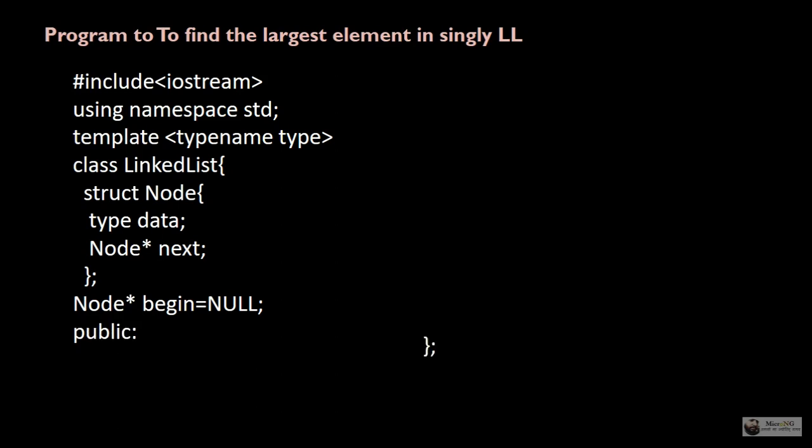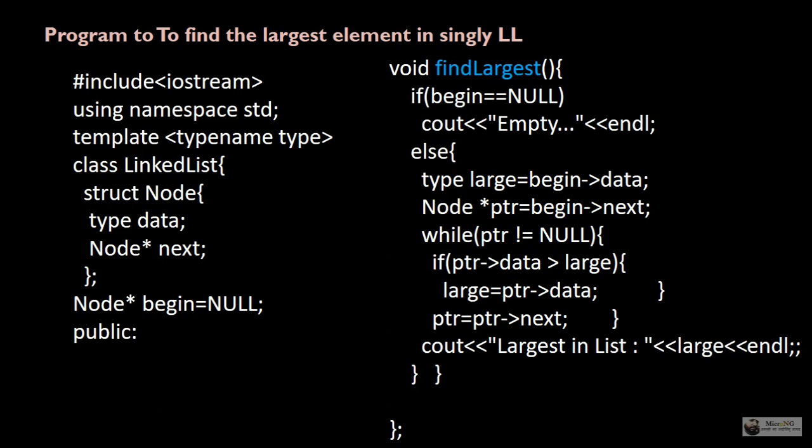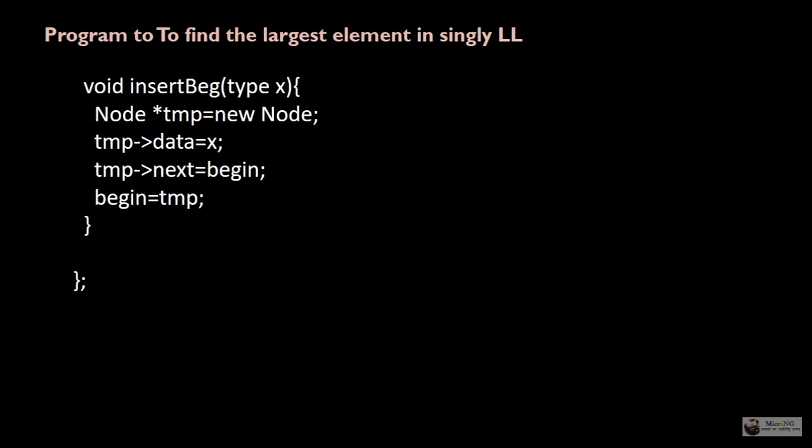In the public section, we have to include the logic to find the largest element, which we have just now discussed. Now, other than find largest, there should be at least one insertion method so that we can create the single linked list by inserting values. Here we are using the insert beg method for inserting a node at the beginning of the single linked list.